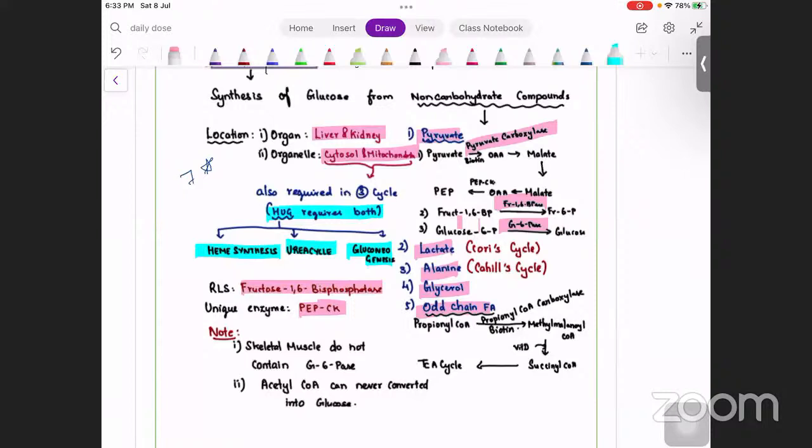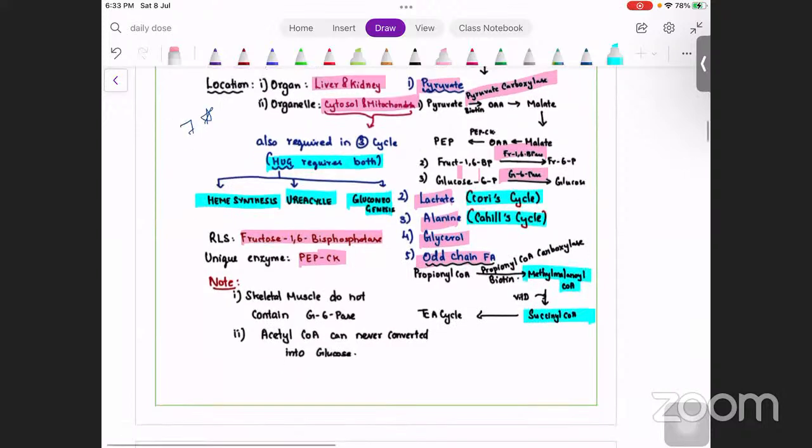Okay, so for gluconeogenesis, the unique enzyme is PEPCK. The rate limiting step is fructose 1,6 bisphosphatase. After pyruvate, the second compound is lactate. Synthesis of glucose from lactate is so called the Cori cycle. Glucose from alanine is so called the Cahill cycle. And odd chain fatty acid forms methylmalonyl CoA to succinyl CoA to the TCA cycle. Remember, I mentioned it as a note, a very, very important note: your skeletal muscle does not contain the glucose 6-phosphatase enzyme.